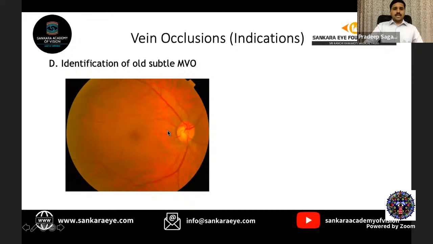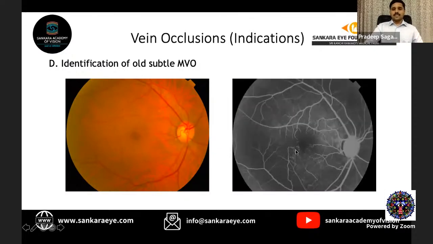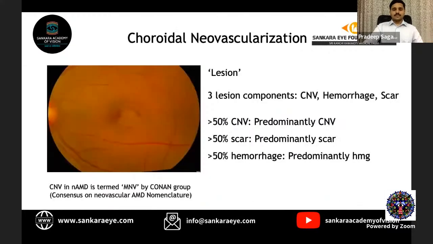photocoagulation to ensure regression of these new blood vessels. So it's also helpful in identification of subtle macular vein occlusion. Here we can see that there is not much of a fundus abnormality other than a bending of a vein over here. But on fluorescein angiography, we can see that there is presence of microaneurysms and vascular abnormalities which are confined to the inferonasal aspect of the macula, indicating that it's an old macular vein occlusion.